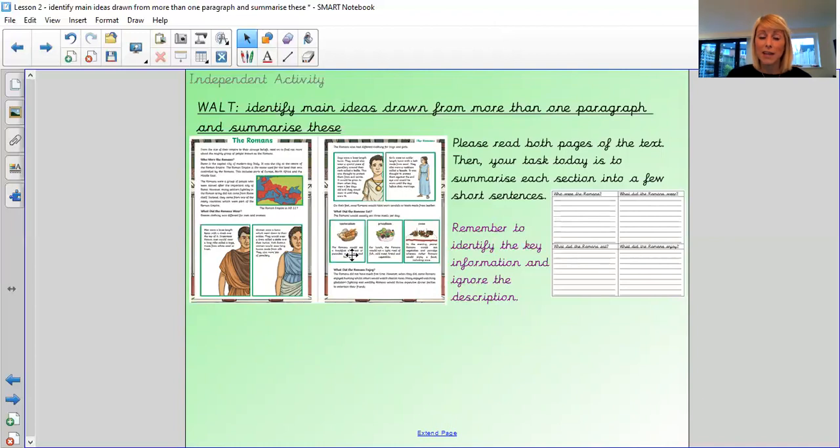Okay, so read really carefully. Don't forget, use a highlighter, color pencil or gel pen to identify the key points, ignoring the description, and then write in bullet points to complete your summary. And you saw mine was only 2 bullet points long for the who were the Romans. Okay, so it doesn't need to be really long, it's supposed to be short. Okay, a short summary, just including key information.